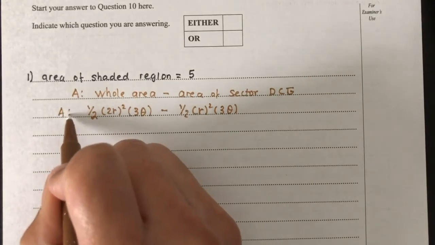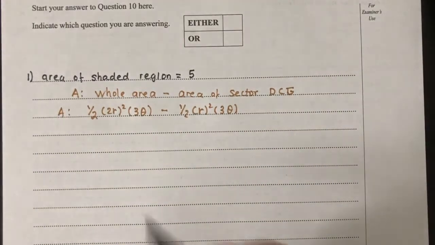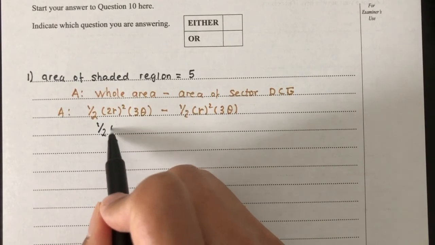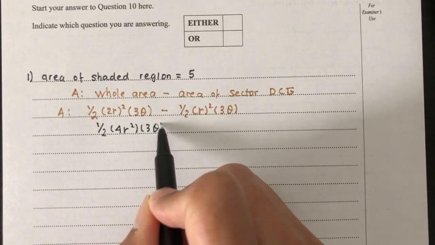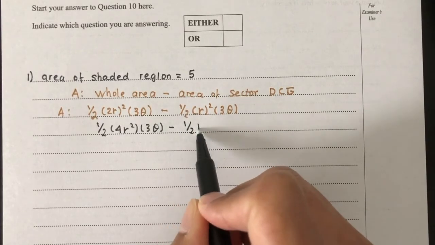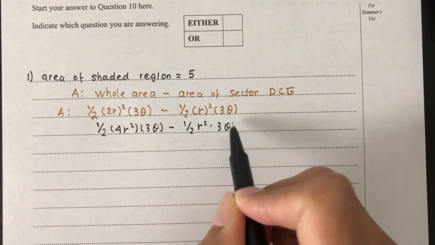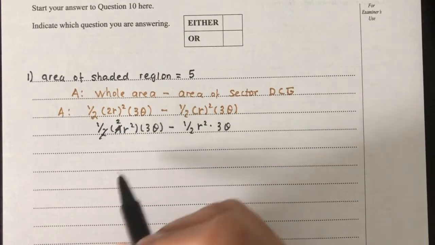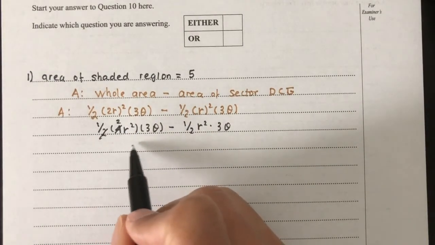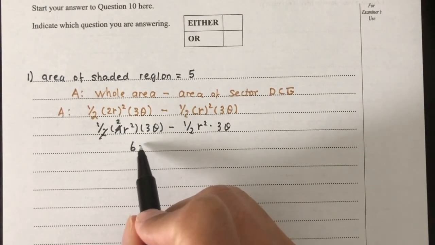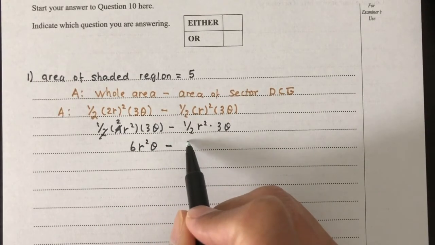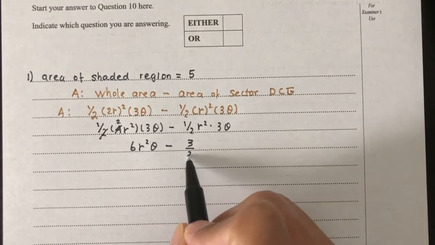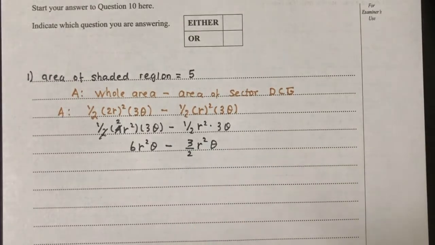So let's simplify. We have half times 4R squared times 3 theta, minus half times R squared times 3 theta. So here we have 6 R squared theta minus 3 over 2 R squared theta. That is the area of A.